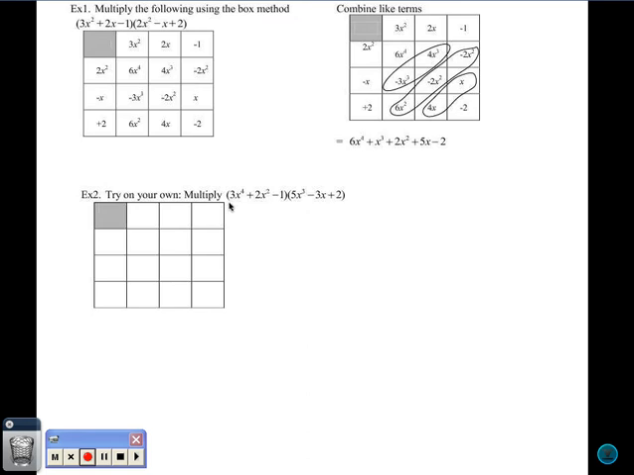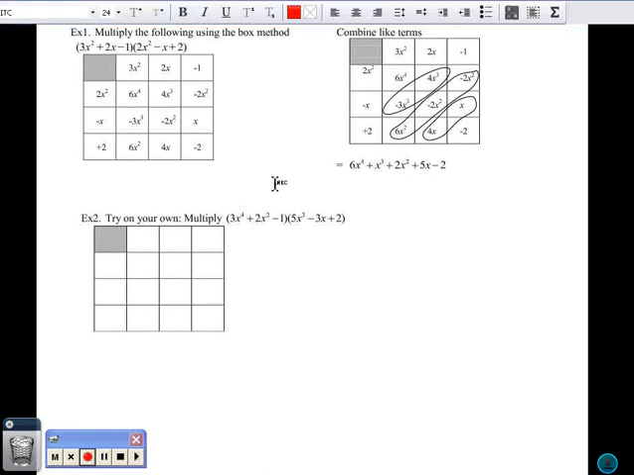If we're going to multiply 3x to the fourth plus 2x squared minus 1 times 5x cubed minus 3x plus 2, let's go ahead and do that in this grid right here. You can work on this as I work on it. You can probably type a little faster than I can. If you can't, you're in luck, because I'm going to go slow. So 3x to the fourth, here we have 2x squared, and then minus 1.